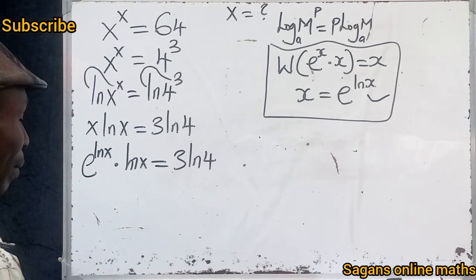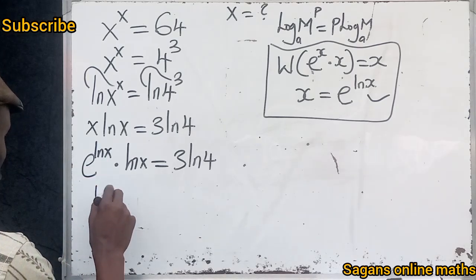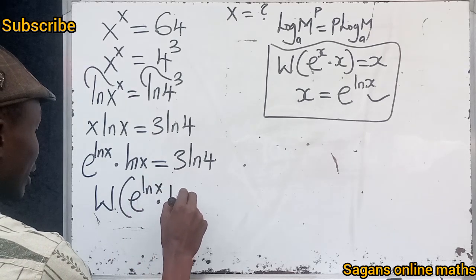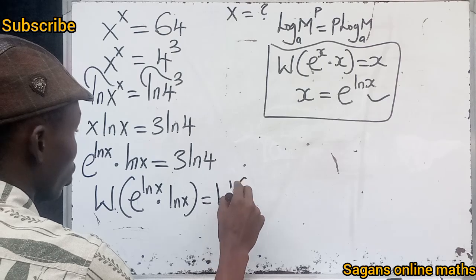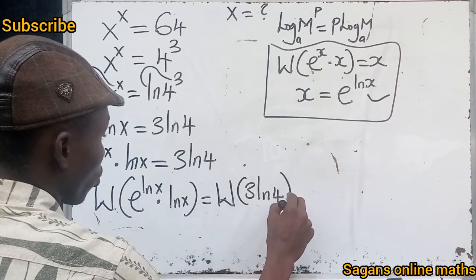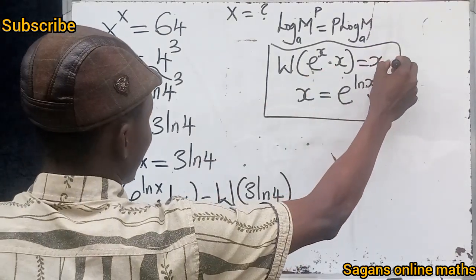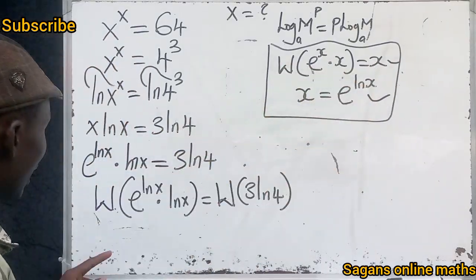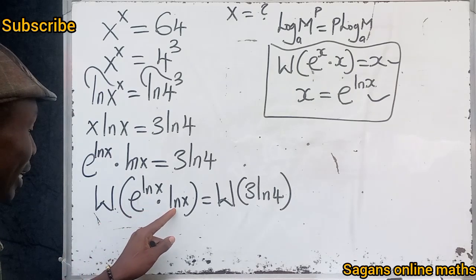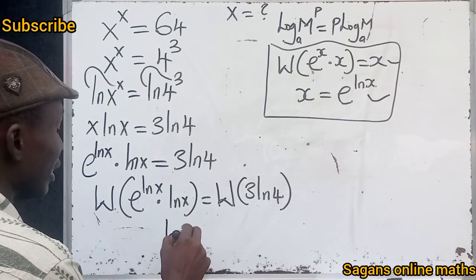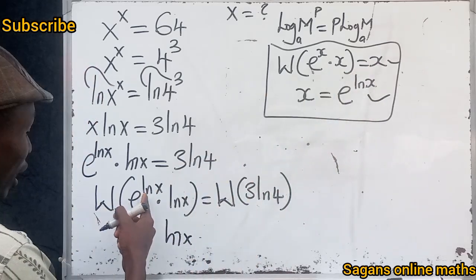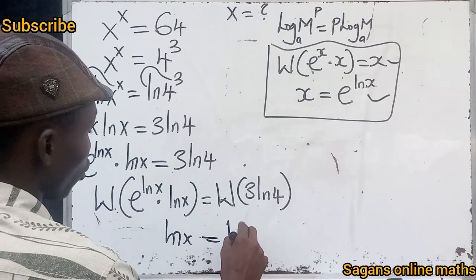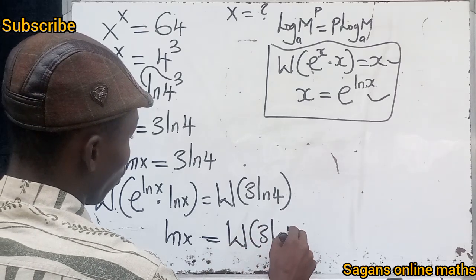Now we're going to take the Lambert W function of both sides. So the Lambert W function of e raised to the power of ln x multiplied by ln x is equal to the Lambert W function of 3 ln 4. Now let's also obey these other properties. The Lambert W function of e raised to the power x multiplied by x equals x. That means the Lambert W function of e raised to the power of ln x multiplied by ln x will just give us ln x, since our exponent here is ln x. So ln x equals the Lambert W function of 3 ln 4.